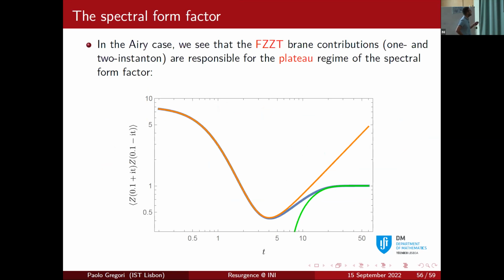And this we did in the Airy case, but we probably will be able soon to generalize it to the JT gravity case. And we see indeed that by adding this Laplace transformed FZZT contribution to the spectral form factor, we obtain exactly the plateau that the pure perturbative was missing. But this is a subtle way of adding non-perturbative effects, because, as I said, the object is captured by a convergent series.